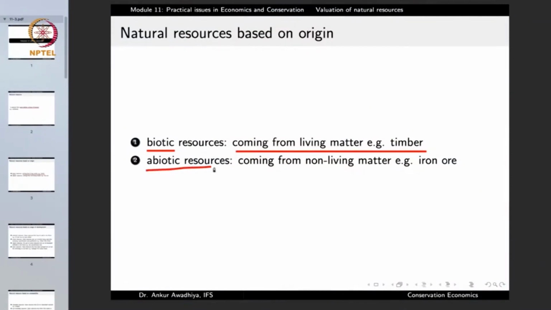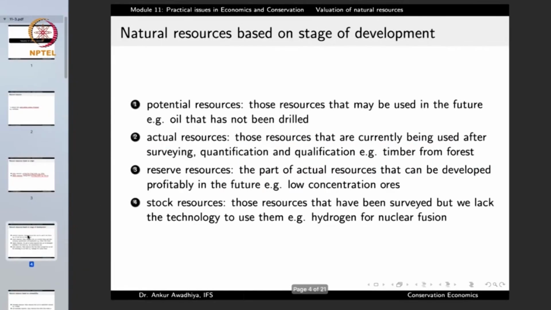Abiotic resources are those resources that come from non-living matter, such as iron ore. On the basis of the stage of development, natural resources are divided into potential resources, actual resources, the reserve resources, and stock resources. Potential resources are those resources that may be used in the future.